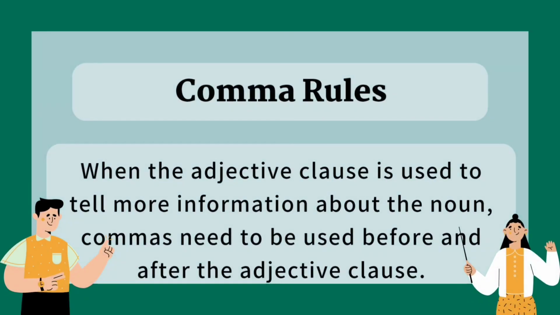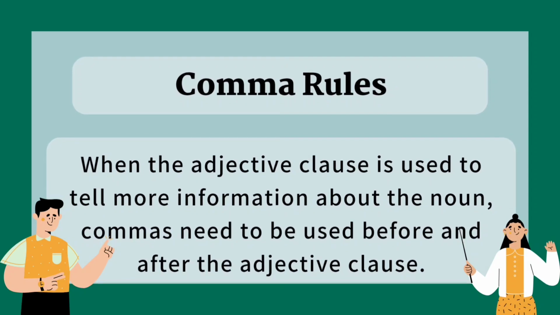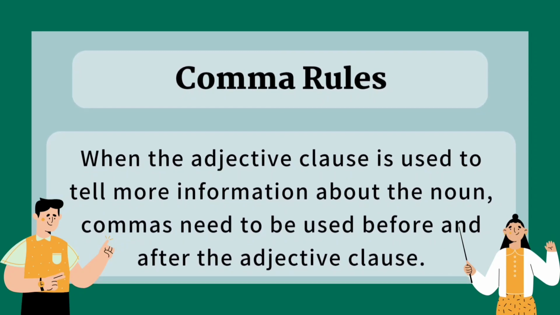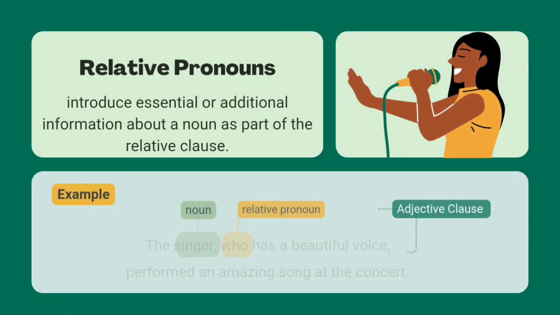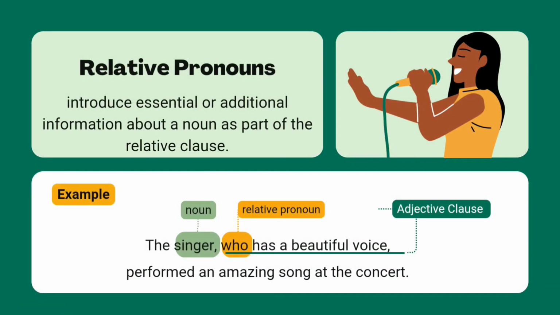When this adjective clause is used to tell more information about the noun, commas need to be used before and after the adjective clause. Relative pronouns introduce essential or additional information about a noun as part of the relative clause. See the example. The singer who has a beautiful voice performed an amazing song at the concert. Here singer is a noun. Who is a relative pronoun.